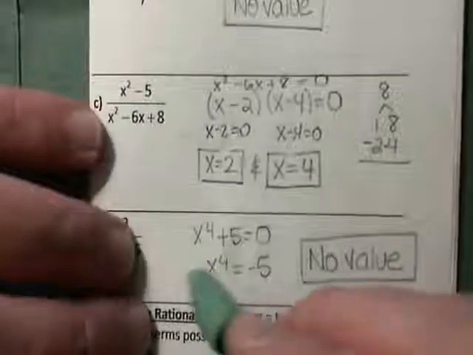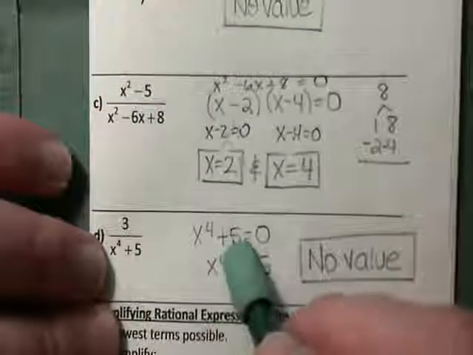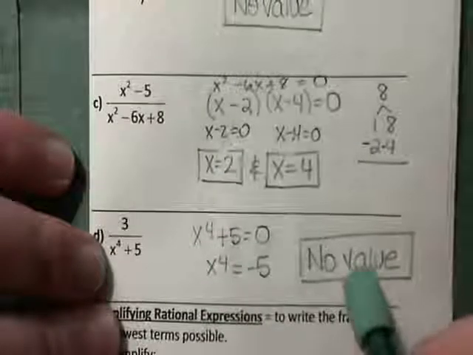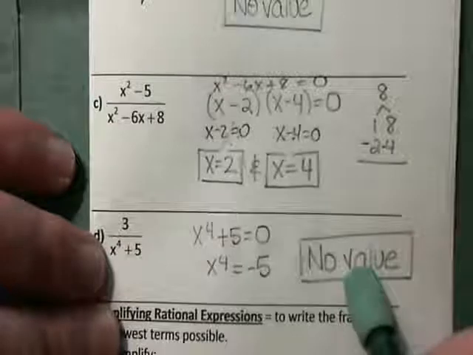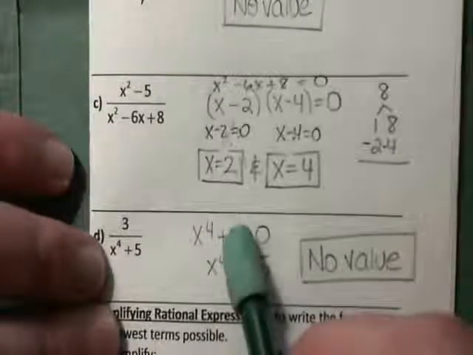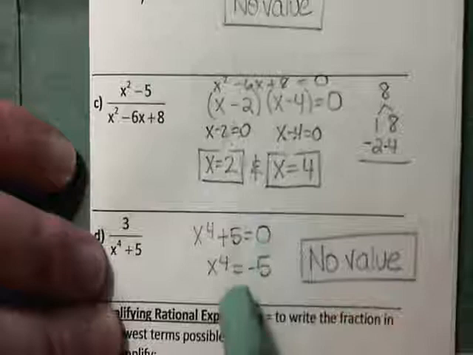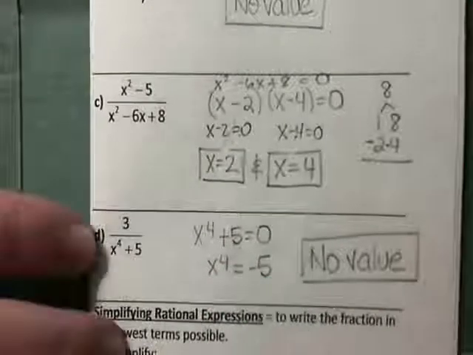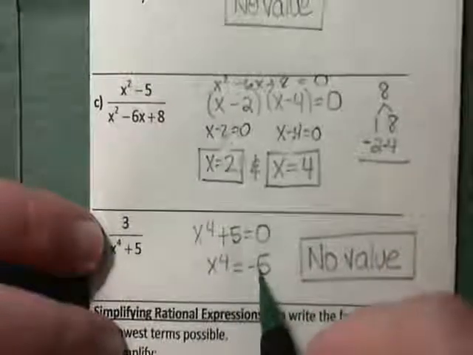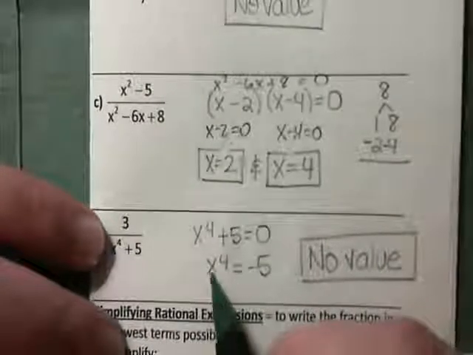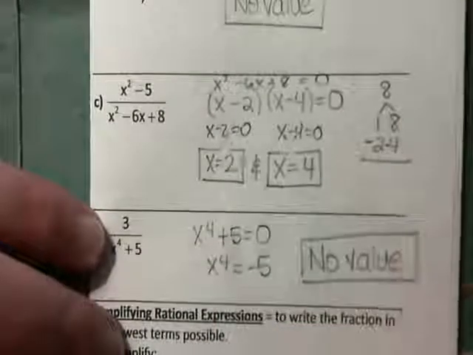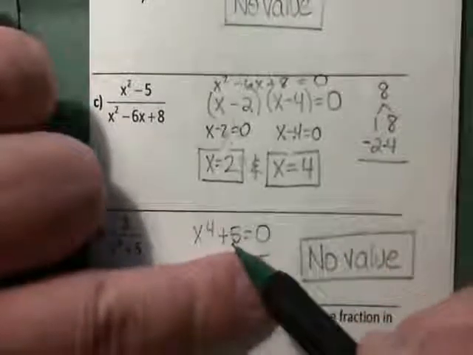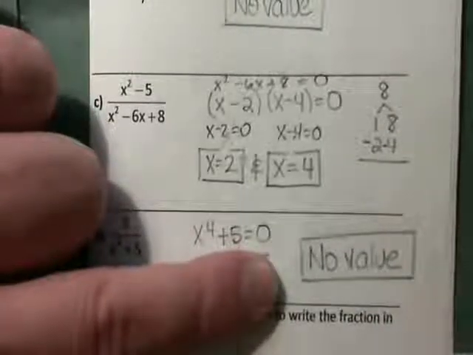Alright. Here, I have x to the 4th plus 5 equals 0. And since I cannot factor, that means this is no value. Another way to think of this is, if you move the 5 to the other side, is there any number that raised to the 4th power gives you a negative number? And the answer is no, because any number that I put in here will turn positive. So that's why there's no value. But basically, you can just look at this and say, can I factor this? The answer is no. So that means there's no value.